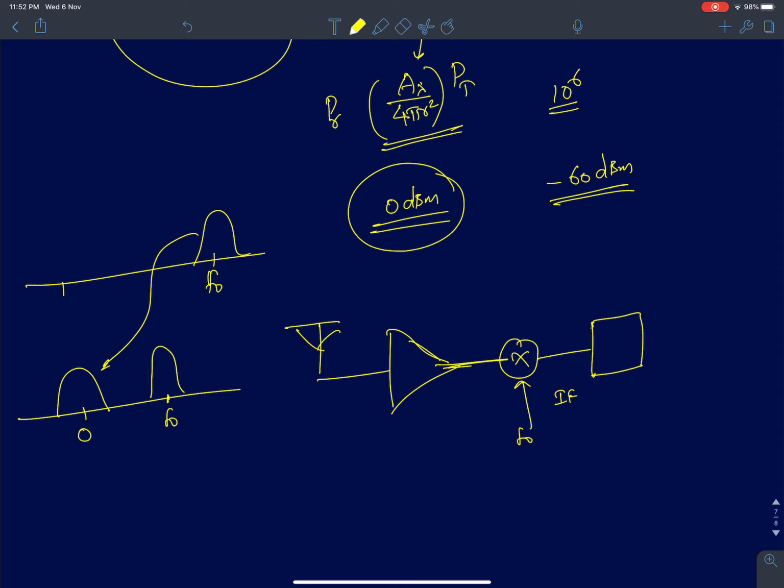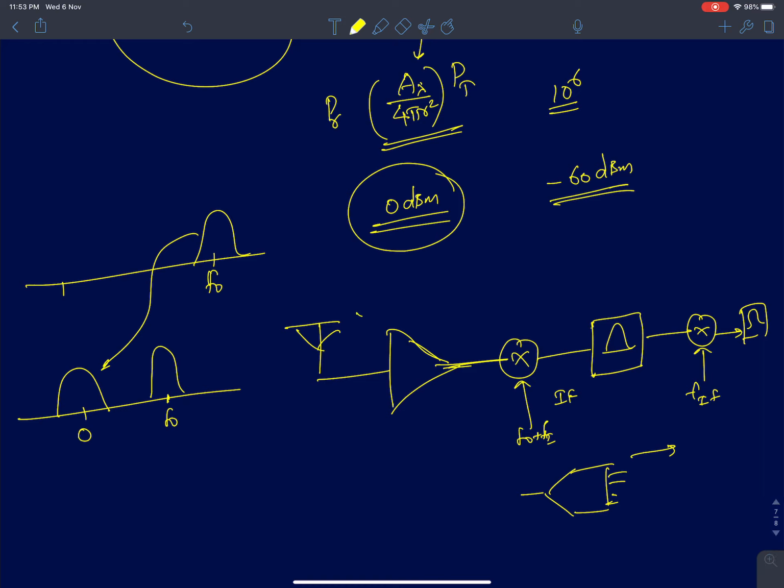So we will have an intermediate filter called IF filter. After filtering it, then we will translate it to DC. So maybe this may be F0, FIF, F0 plus FIF. Then this will be FIF. It will translate to DC. Again, we will have some filtering there. Finally, it will be fed to an ADC, analog to digital converter, which will convert it to digital bits. So this will be your normal receiver structure.